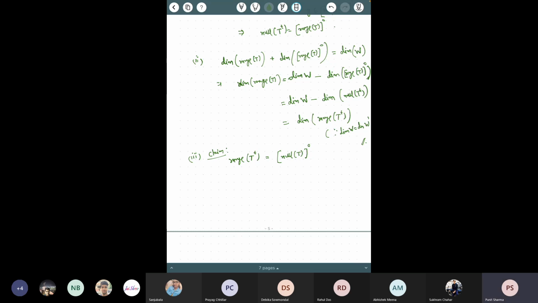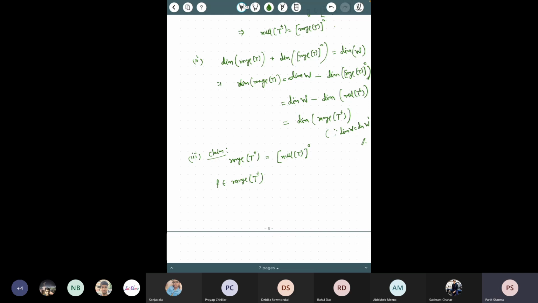So use the same thing. Let us take an element in range of T transpose. So if I take an element in the range of T transpose, so T transpose, let me again recall, is a linear transformation from W' to V'. So an element in the range of T transpose would be an element of V', right? So let's say f belongs to range of T transpose. So f is a linear functional on V. It's an element of range of T transpose.